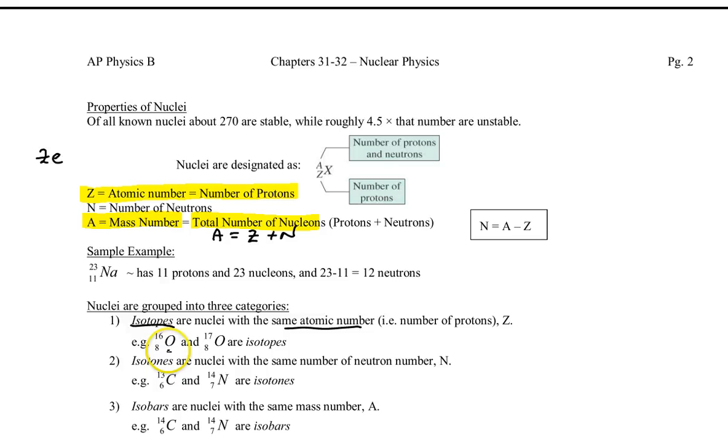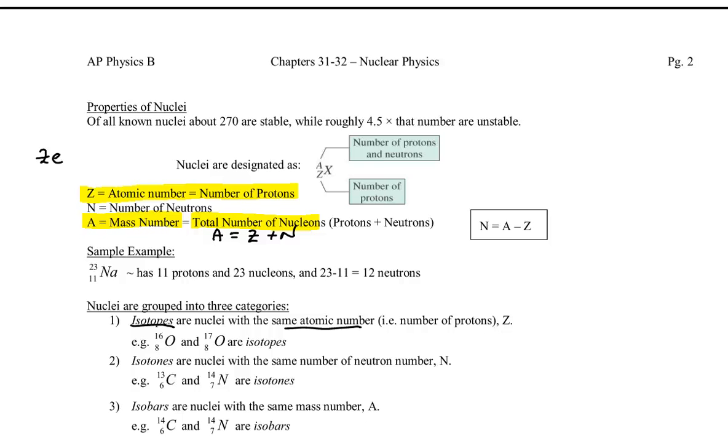So here are two isotopes. Oxygen, both the same element here because they both have the same atomic number, but one has a mass number of 16 and the other one has a mass number of 17. So essentially what's happened is they have a different number of neutrons. This one has an extra neutron compared to this one. There are also isotones and isobars. The main one you should know is what an isotope is.